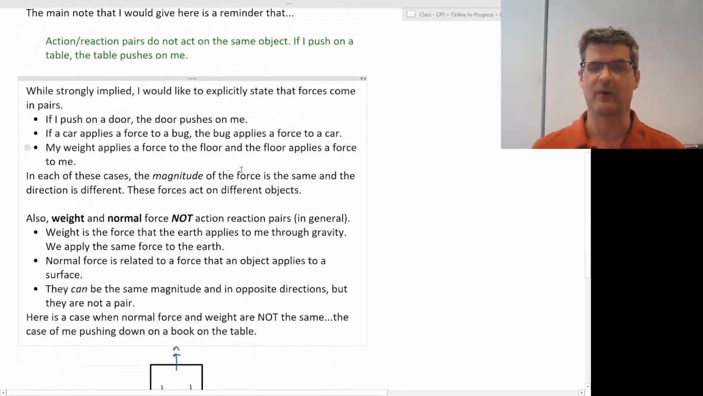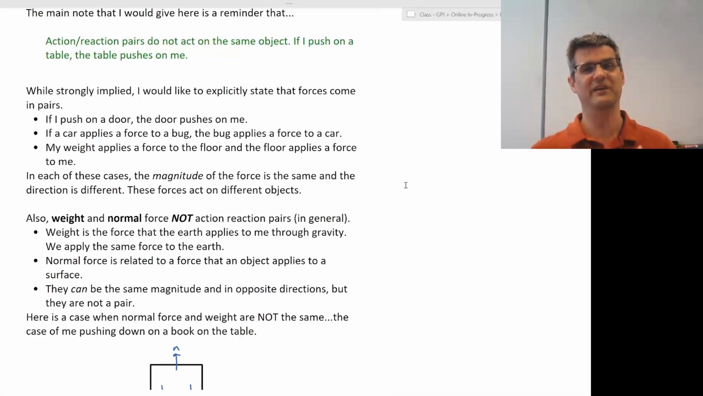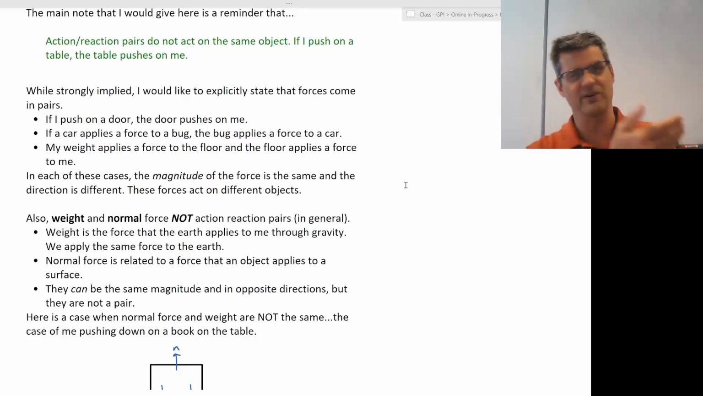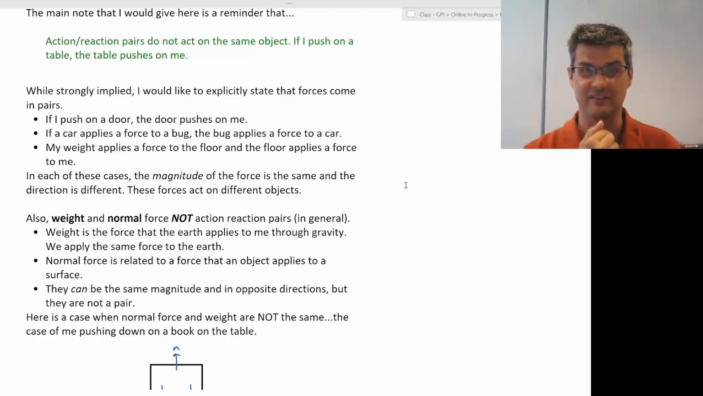Okay? Now, while it is strongly implied, I also want to explicitly state that forces come in pairs. All forces come in pairs. The only way that we can apply a force is if it comes in a pair. That's Newton's third law. If I push on a door, the door pushes on me. If a car driving down the road hits a bug and applies a force to that bug, the bug is applying a force to that car. My weight applies a force to the floor, which applies a force to me. That's what force pairs are all about.